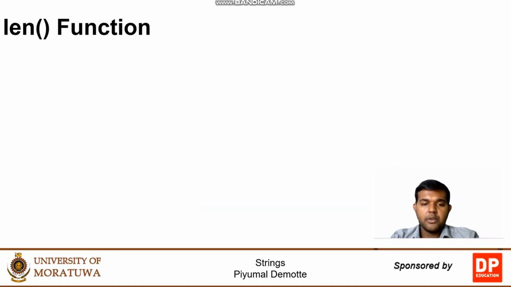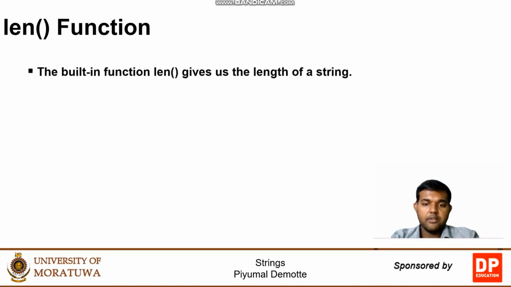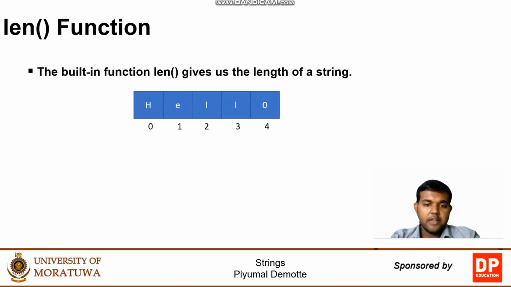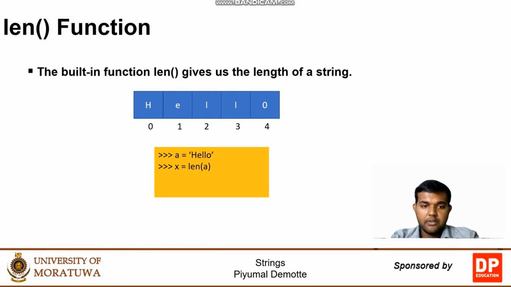Another useful property of a string is the length. We can use the built-in len function to retrieve the length of a string. As an example, we can consider the string hello, which has a length of 5. To retrieve the length of the string hello, we can use the function len with the variable name a within brackets, which will return 5, which is exactly the length of the string.